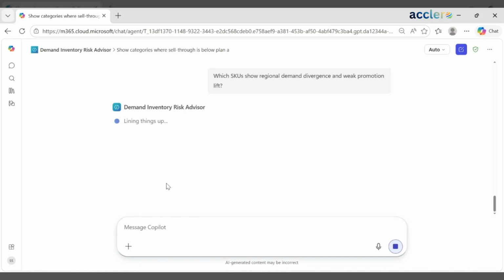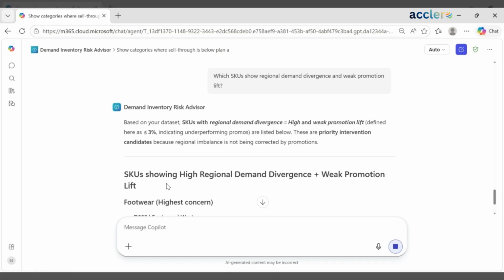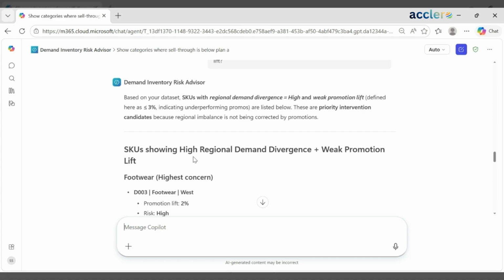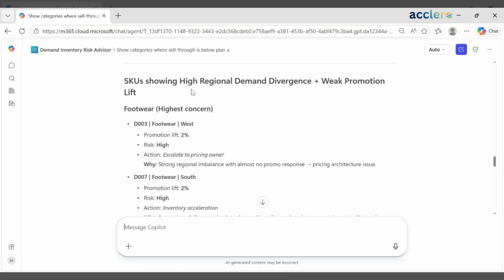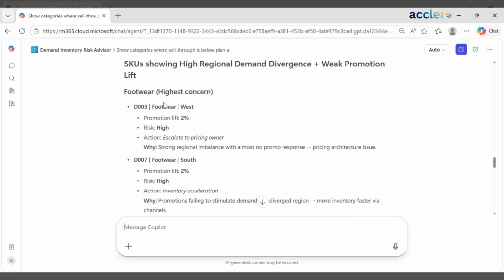Here I am asking the agent which SKU shows the regional demand divergence and the weak promotion lift. So now the agent identifies the SKUs with the regional demand divergence, which should be high, and the weak promotion lift should be less than or equal to 3%. So the agent interprets it as regional demand divergence equal to high and weak promotion lift. So these are the SKUs with the high regional demand divergence plus weak promotion lift. The footwear has the highest risk.